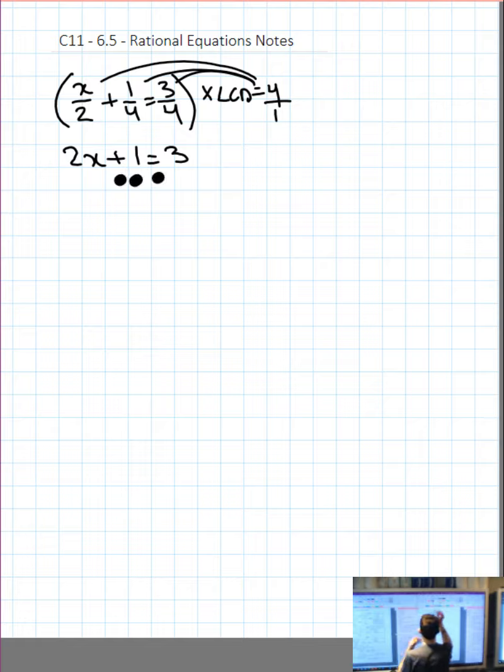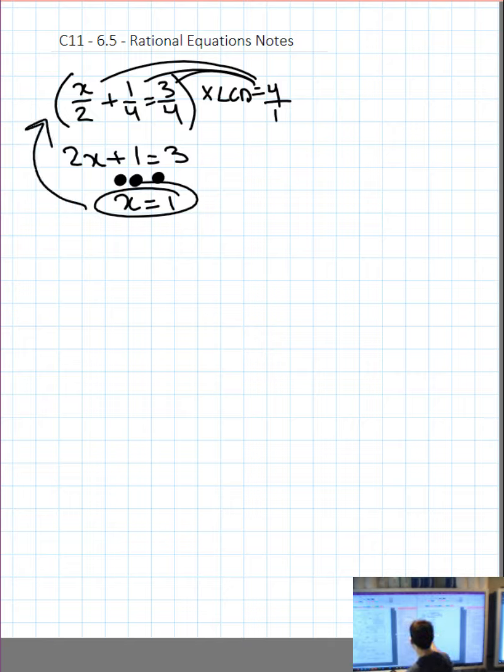Dot, dot, dot. Go solve it from back in grade 8. Equations, -1 from both sides, divide both sides by 2. X equals 1. Circle your answer. Check your answer. Put it back into the question. Make sure it works. Has to work.